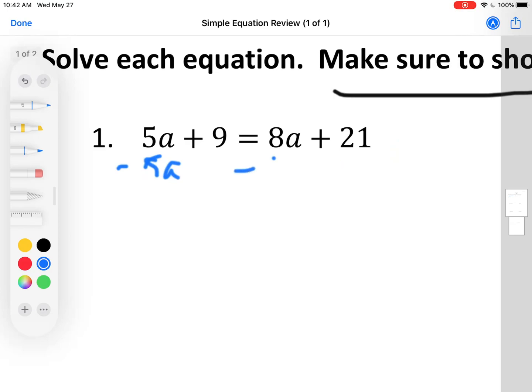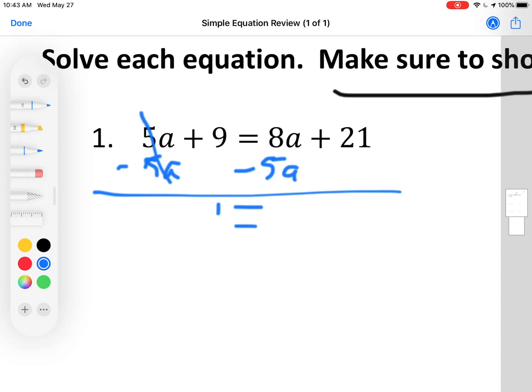I will put it underneath the 8a, because 8a minus 5a will work. Underline, put the equal sign right underneath the equal sign. These two cancel, leaving 9. 8a minus 5a is 3a. Plus 21 is still plus 21.